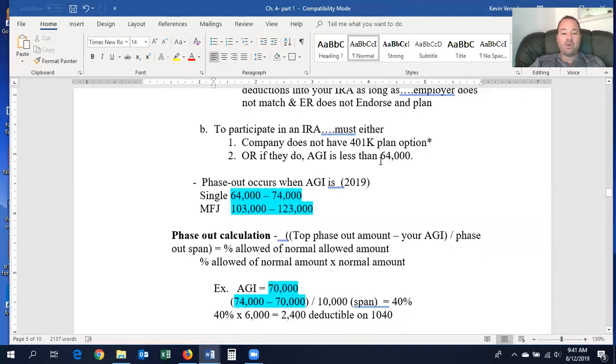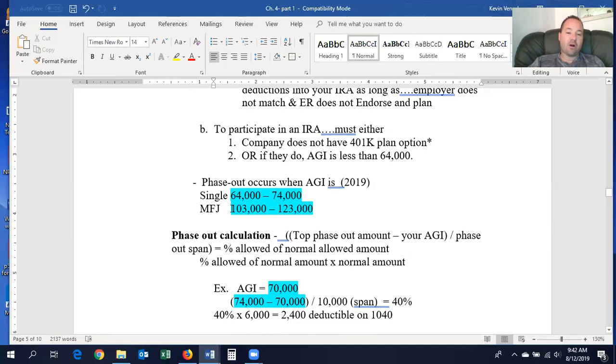If you make between 64 and 74 as single or head of household, you're going to hit a cap, and we're going to work that cap here in a second. If you make over 74,000, you can't put money into an IRA and deduct it on your 1040. You can put money into what's called a non-deductible IRA. You can still put money into a retirement account. You just can't deduct it on your taxes at the end of the year.